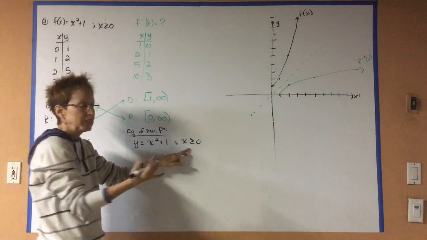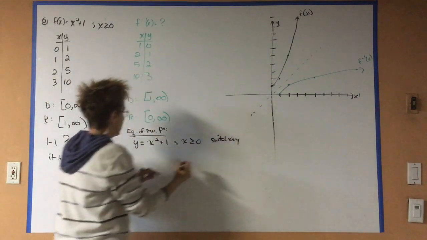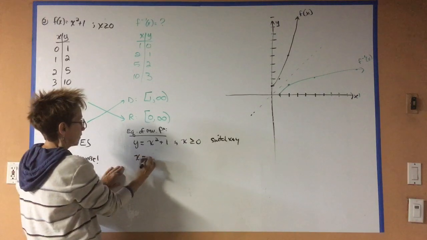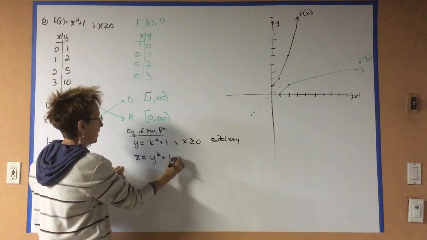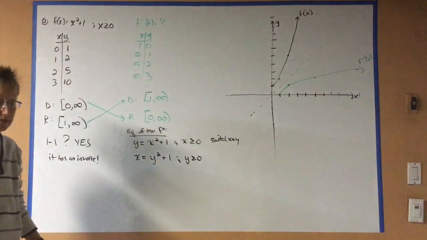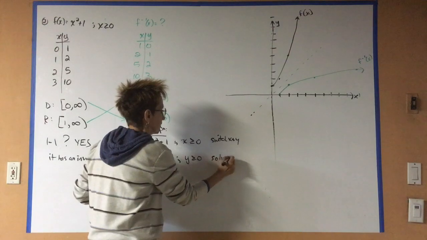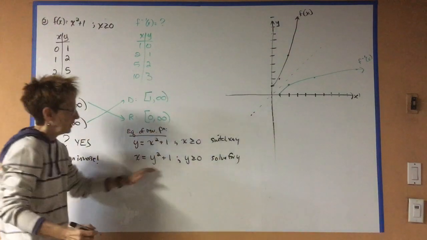And now I'm going to switch. So you switch the x and the y. So this says x equals y squared plus 1. Switch this guy to y greater than or equal to 0. And now solve for y. Solve for y in the main equation.